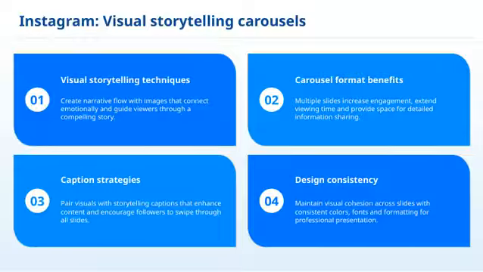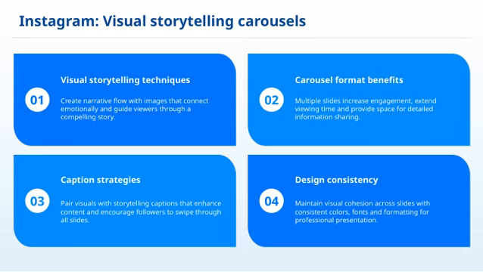Now, let's talk about how to make the most of Instagram's visual storytelling carousels. First, creating a compelling narrative flow is essential. Use images that connect emotionally and guide your viewers seamlessly through your story. This helps keep them engaged and makes your message more memorable.